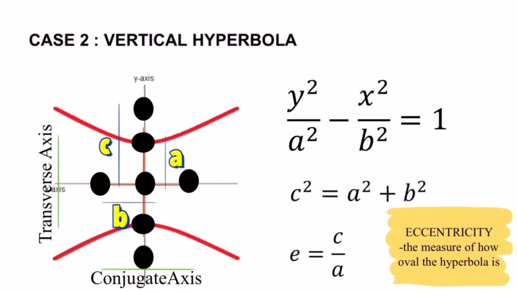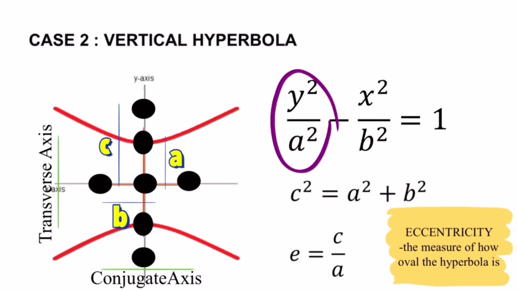Now please notice that our vertex is on the vertical axis. That's the reason why our a is under the y. Remember, y means up or down. And that's the reason why the a squared is located under the y squared. Now, we also remember that our y squared over a squared is positive because this is a vertical hyperbola. So these are the parts, the two cases, and the equations of a hyperbola with center at 0, 0 or at the point of origin.